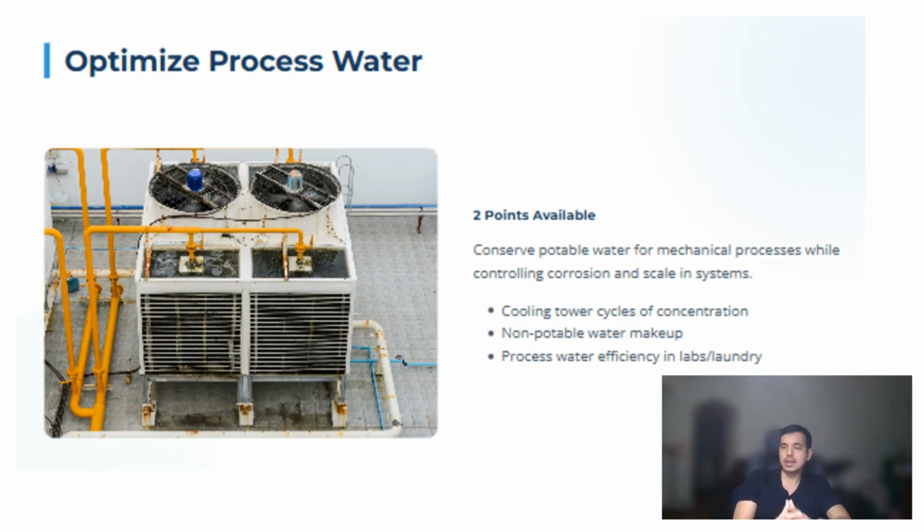And also, if I can prove that by diminishing the size of my pipe by X amount, I'm going to be able to use less water, less liquid in my building, then I can prove that I'm optimizing the process of water in my building, and by doing that, I'm going to get 2 points.